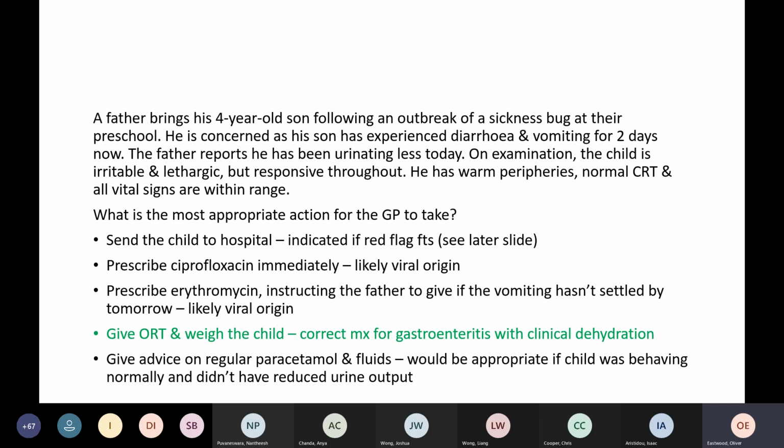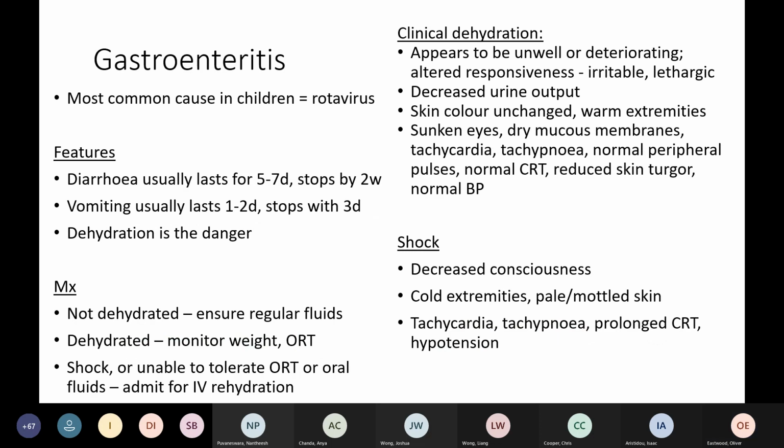So gastroenteritis in children is usually viral, so giving antibiotics is pretty rare. The most important thing with gastroenteritis in children is categorizing them into one of 3 states: clinically shocked, clinically dehydrated, or normal. And that will give you one of 3 managements that we'll go through now.